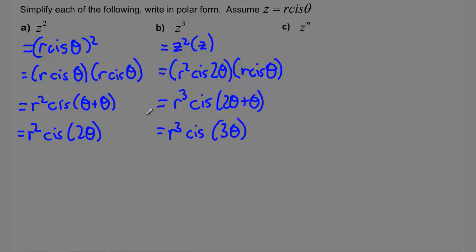After finishing z squared and z cubed, hopefully we've got z to the n here where we can see a trend. So z squared is r squared cis of 2 theta. z cubed is r cubed cis 3 theta. Hopefully you've been able to see the pattern. The nth power of z works out to be r to the n cis of n theta.